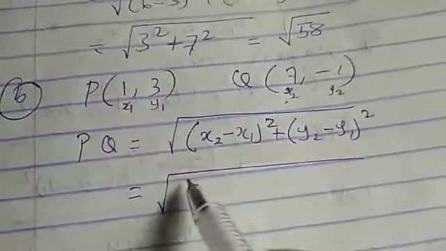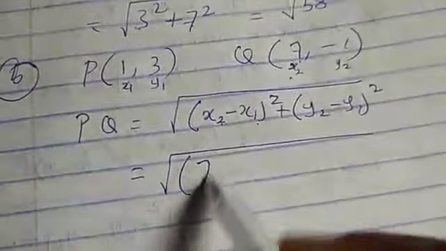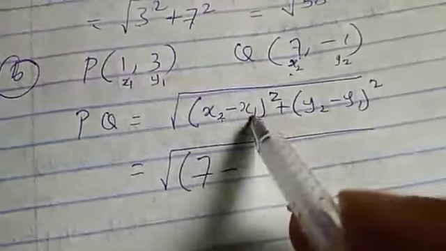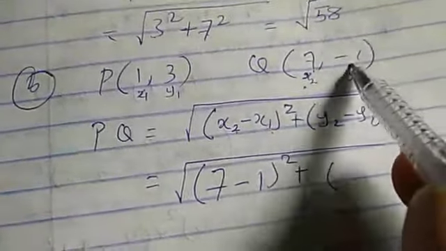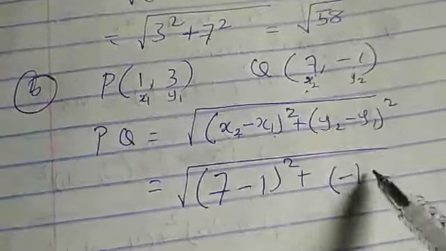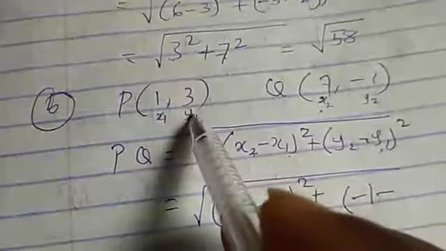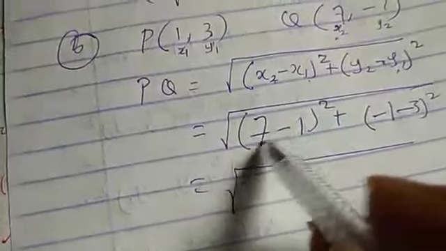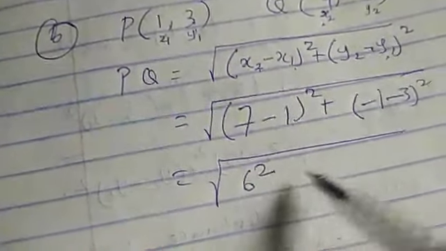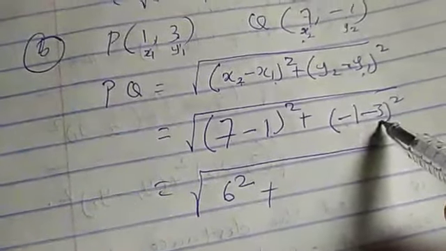Now, let's use the formula there. x2 minus x1. This is our x2. 7 minus x1. Our x1 is 1, all squared, plus y2. Our y2 is minus 1, followed by minus y1. Our y1 is here, which is 3, all squared. Then our answer there will be 7 minus 1, this is 6 squared, plus minus 1 minus 3, which is minus 4.